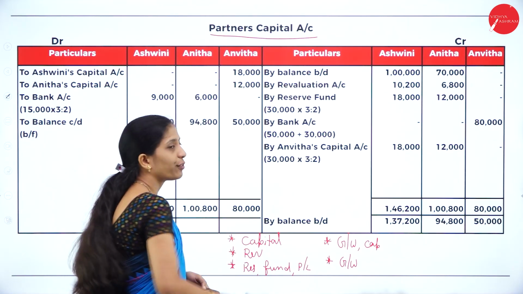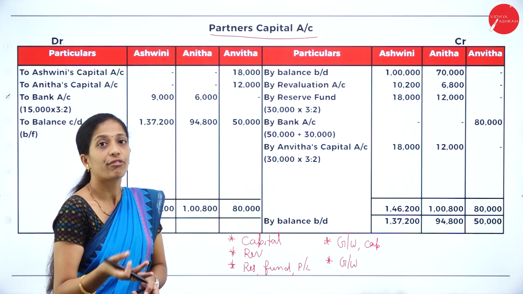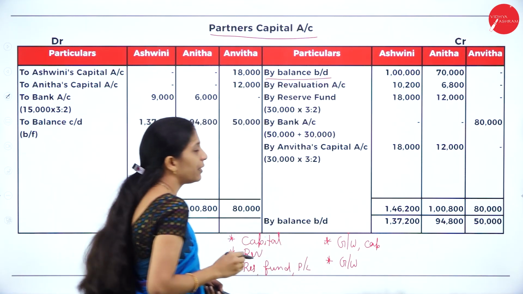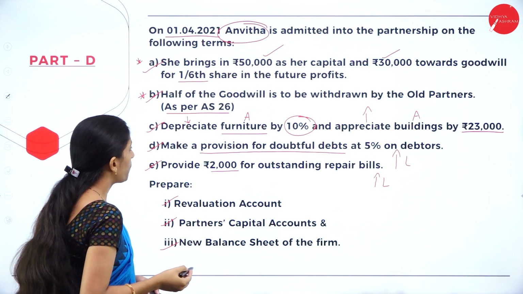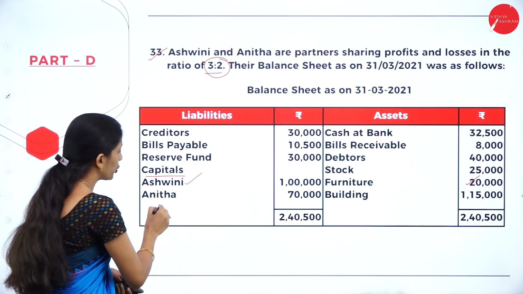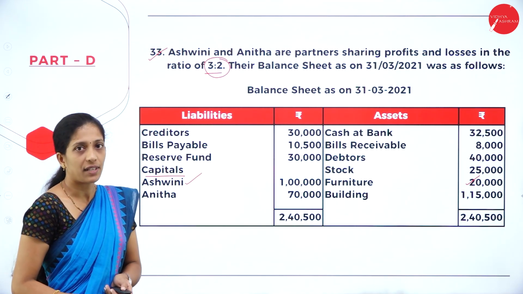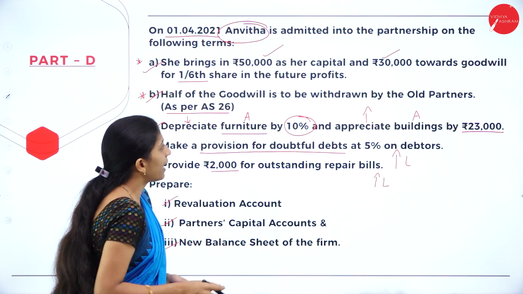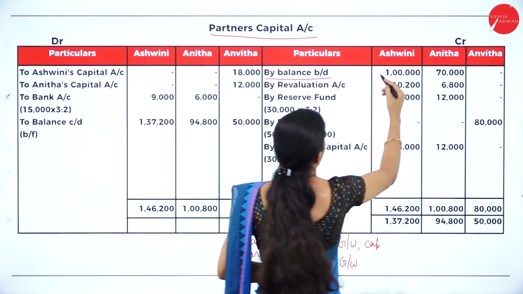So, this will be the steps in your partners capital account. So, as I told you, first step is what? Capital of the old partners. Okay, so you will record it as by balance brought down. So, what is the old partner's capital? They'll give it in the balance sheet. So here they have given capital Ashwini, Anita, 1,70,000. So we'll record it as by balance brought down 1,70,000 in the respective column.